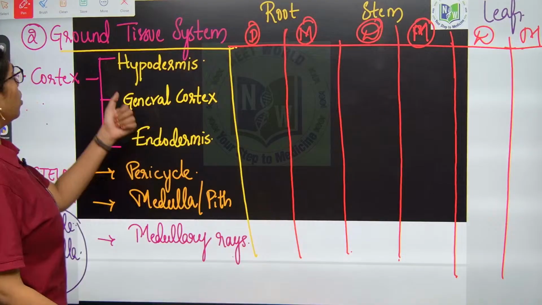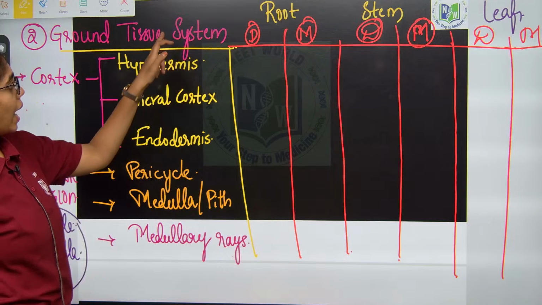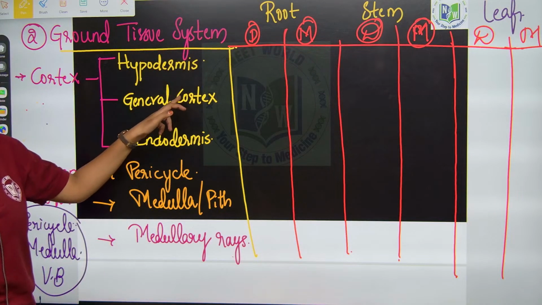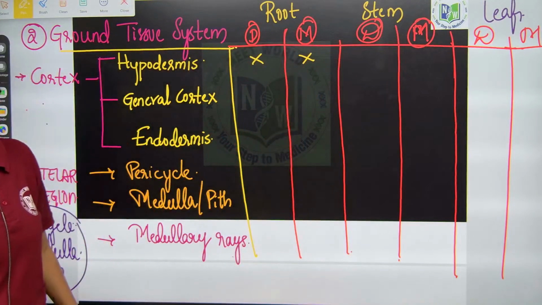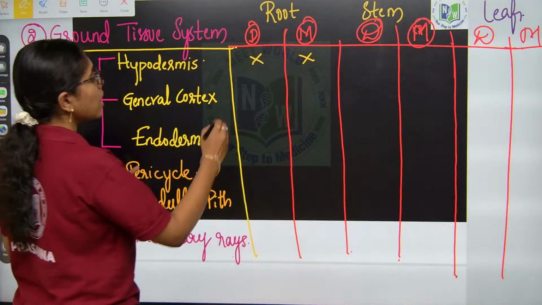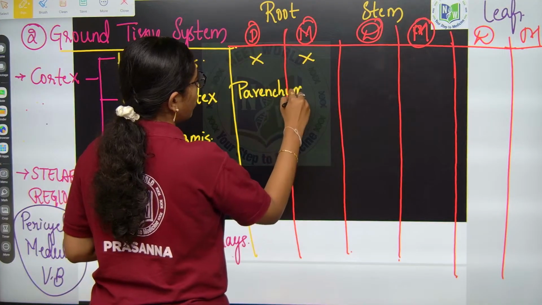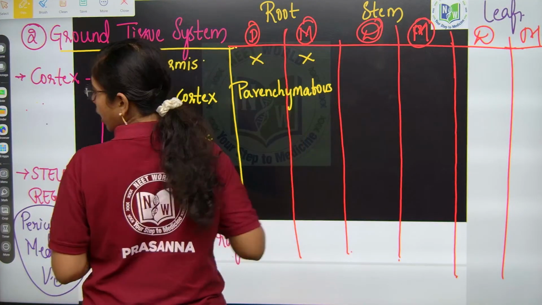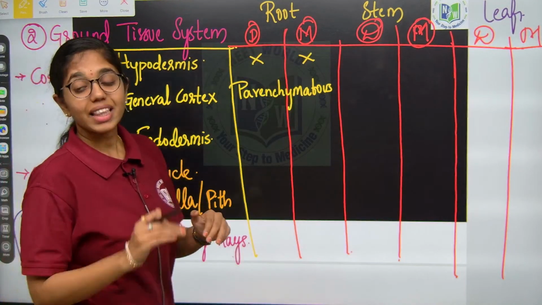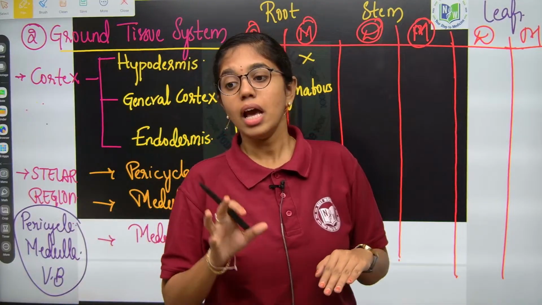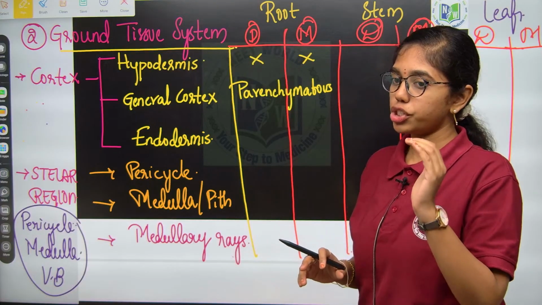Okay. So, look here, first in root, hypodermis will not be present. After epidermis, it is directly general cortex. So, there is no hypodermis in both dicot root and monocot root, whereas general cortex is parenchymatous in both. Endodermis, the last layer of the cortical region, will have suberin depositions in its radial and tangential walls.